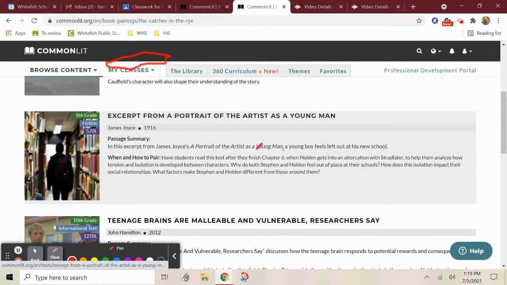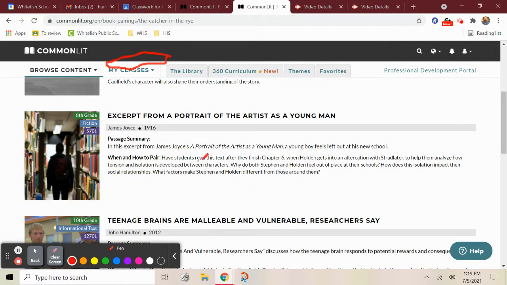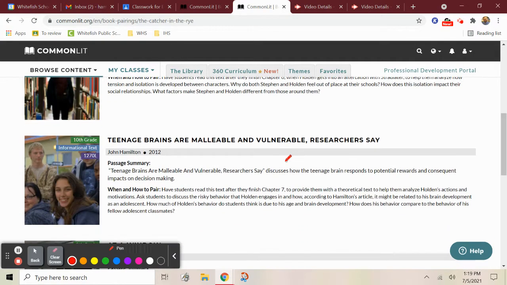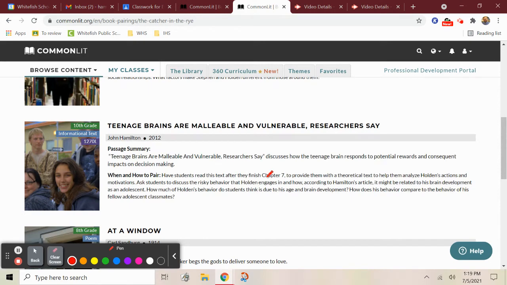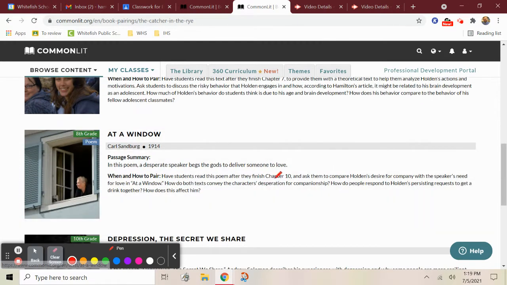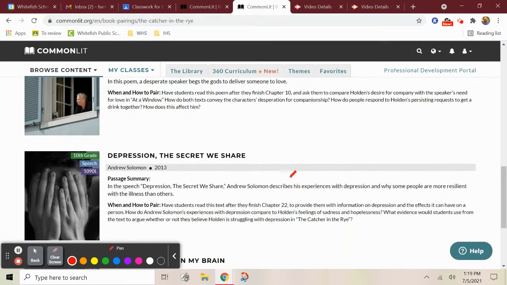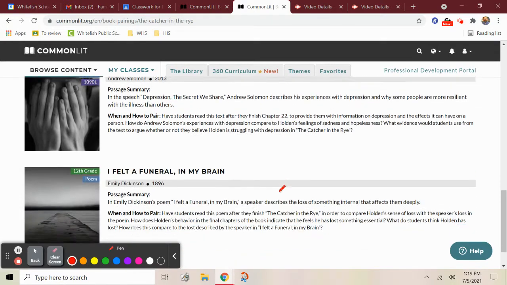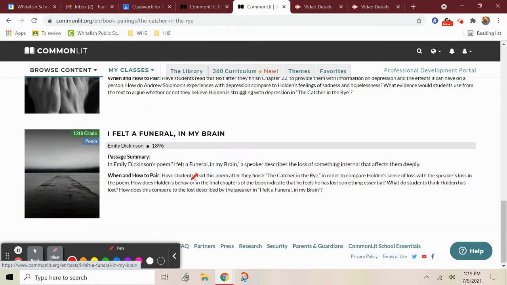When I scroll down, under when and how to pair, it says have students read this text after they finish chapter 6. Down here it says after they finish chapter 7, after chapter 9, 10, I'm sorry, after they finish chapter 22, and then have the students read this poem after they finish. And it has the guiding questions and the purpose for why we are doing it.